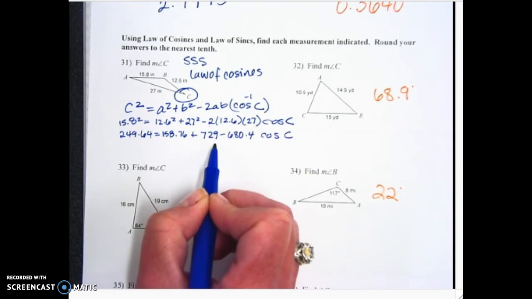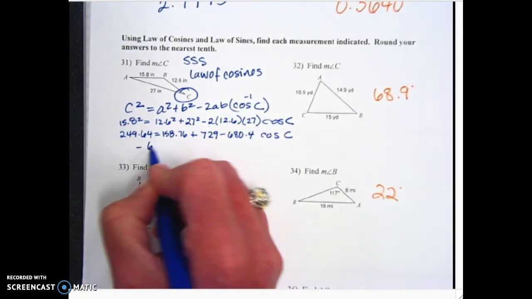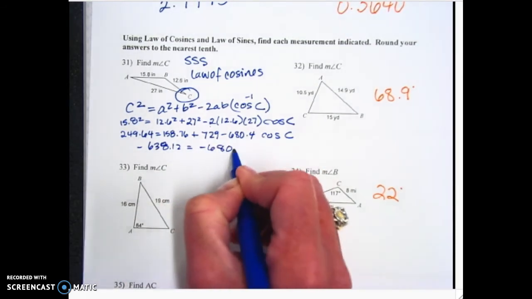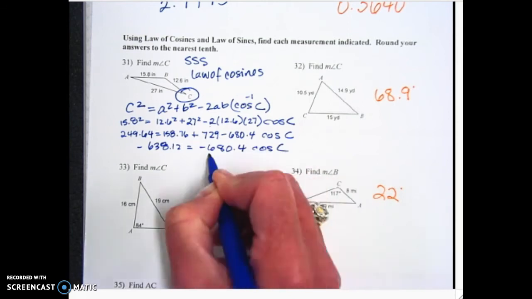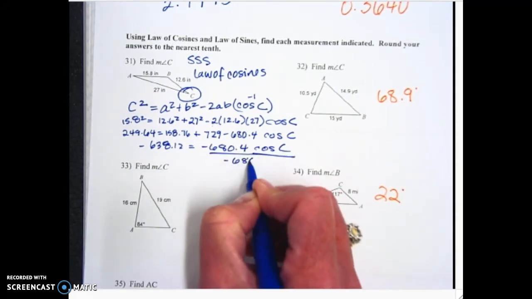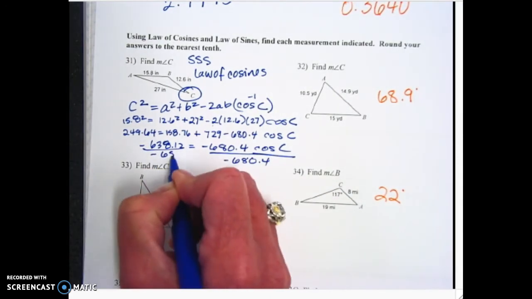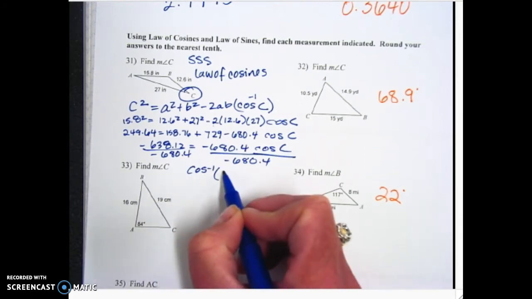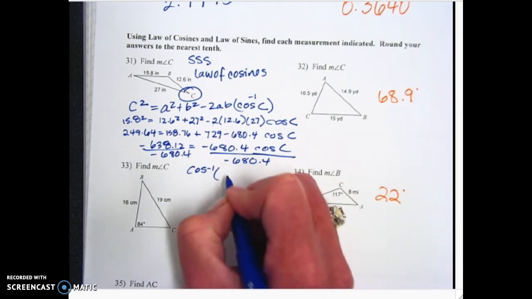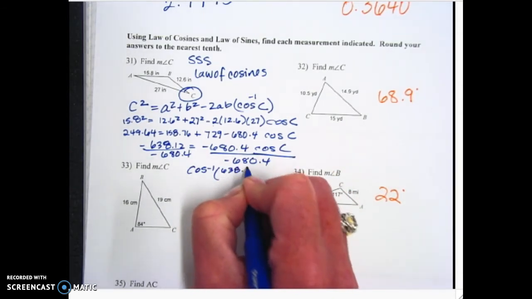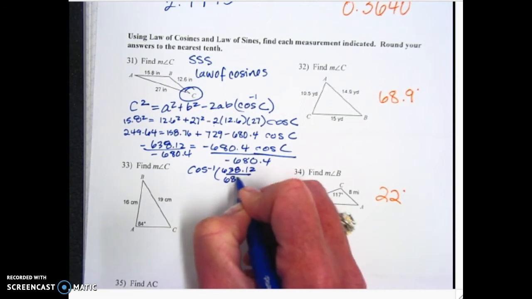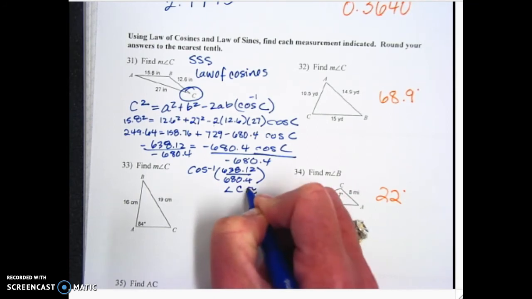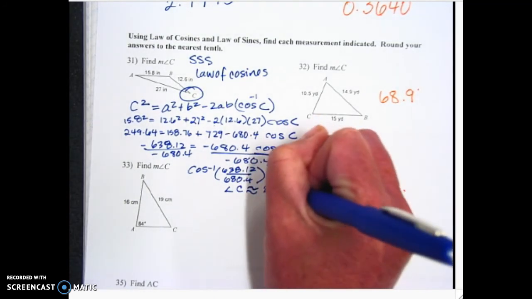So I added these two together and subtracted it, and I end up with negative 638.12 equal to the negative 680.4 times the cosine of C. So I divide both sides by negative 680.4. And then do the inverse cosine of that ratio. Since they're both negative, I changed them both to positive and did 638.12 divided by 680.4. And that calculator told me that angle C was roughly 20.3 degrees.